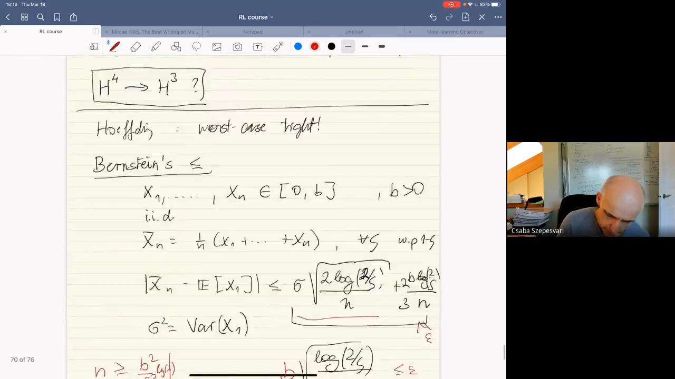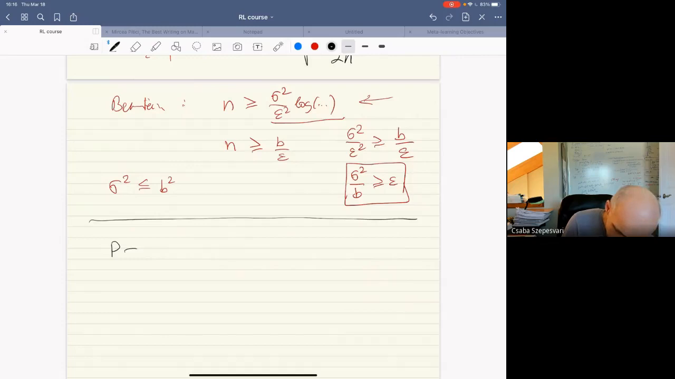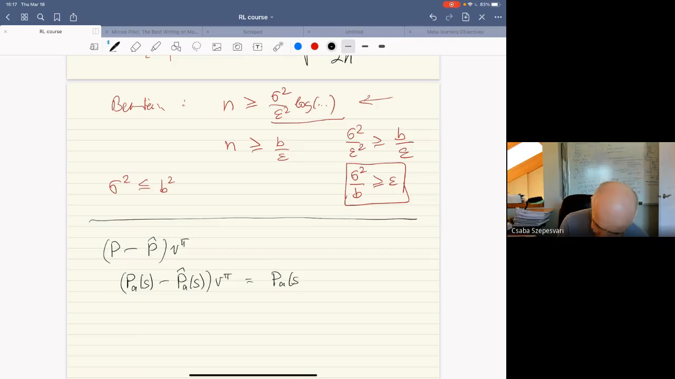So how did that work? We had here p minus p hat, and then this v pi guy. And we need to control the supremum norm of this. That means that we have to control it for every state-action pair. So we just take this. What is this? Well, it is just the average value of the value function if you are starting from the state-action pair, minus the empirical average. If you denote the samples that you draw from this fixed state-action pair by S1 prime up to Sn prime, this is just the sample that is private to the state-action pair.